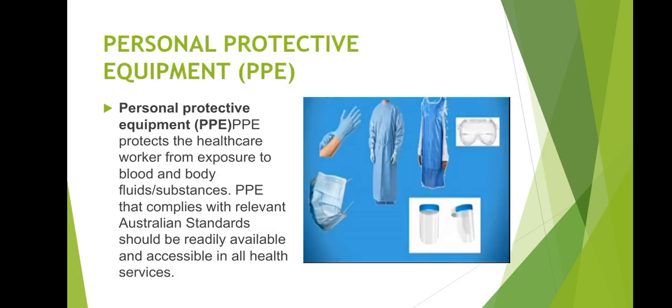Next, we have the personal protective equipment. It protects the healthcare worker from exposure to blood and body fluid substances. Personal protective equipment that complies with relevant Australian standards should be readily available and accessible in all health services. The use of personal protective equipment may include gloves, gown, plastic apron, mask, face shield, and eye protection.